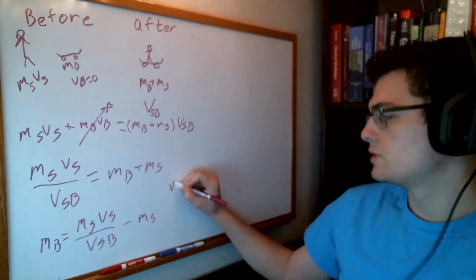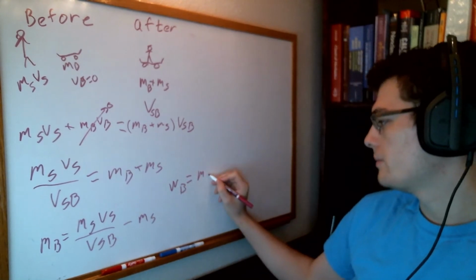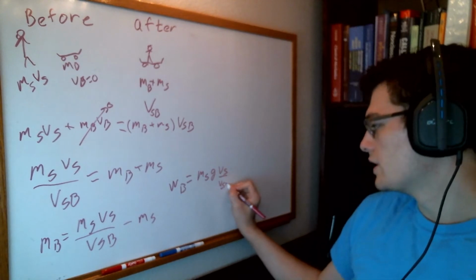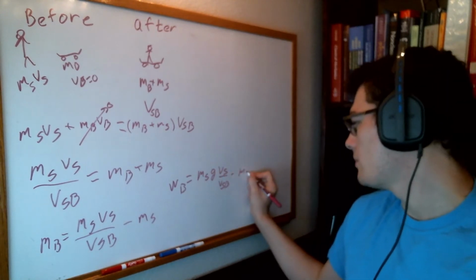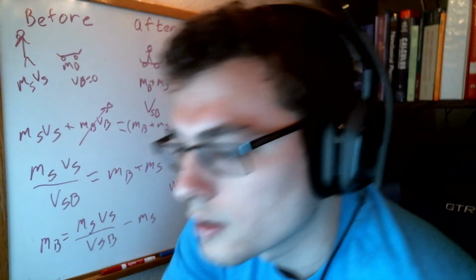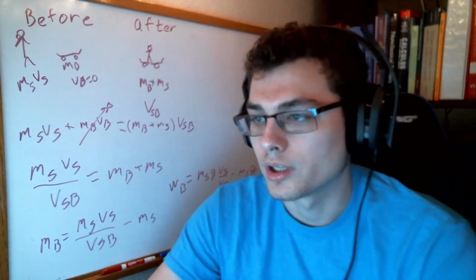And then W board is going to be equal to ms g vs over vsb minus ms g. Next is just plugging in numbers.